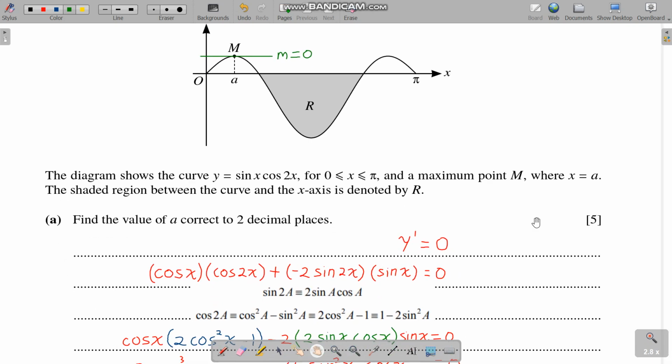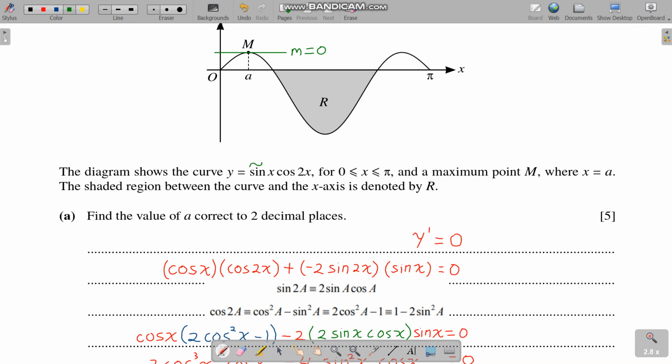To find y prime, we have to use the product rule. This is u and this is v. The product rule is u prime v plus v prime u. So if u is sin x, u prime is cos x, the derivative formula in the MF19. The v is cos 2x, the v prime is cos becomes minus sine, and we multiply by 2 because of the chain rule, because of these two.